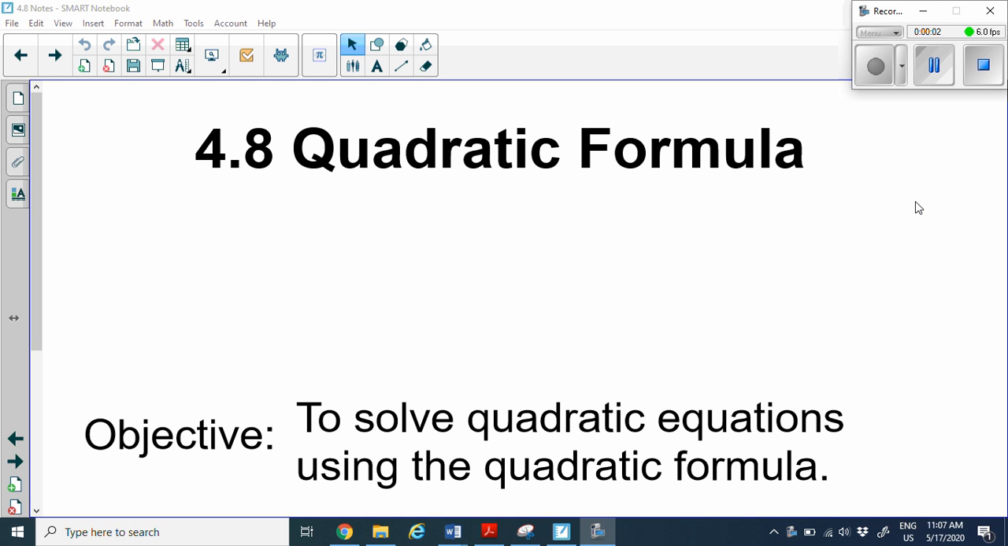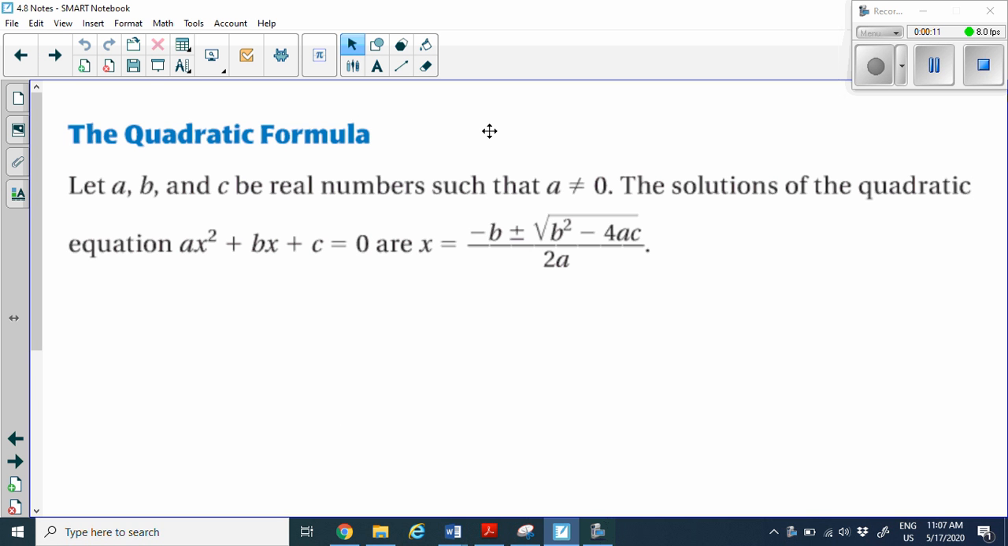So here are the notes for section 4.8. You're going to solve quadratic equations using the quadratic formula. Now, anytime we are solving quadratic equations using the quadratic formula, we need to make sure that our equation is set equal to 0.